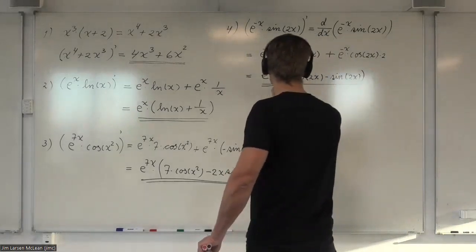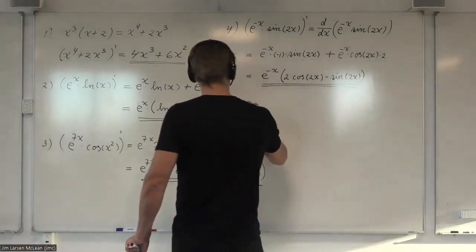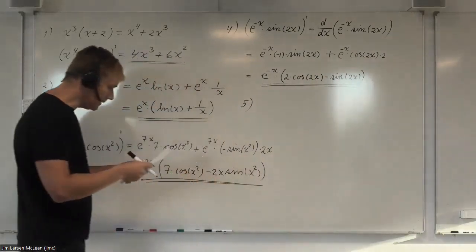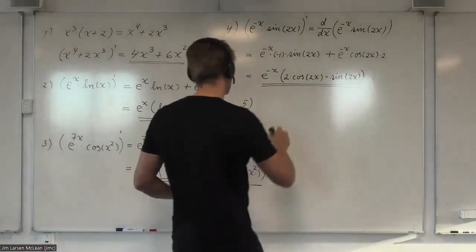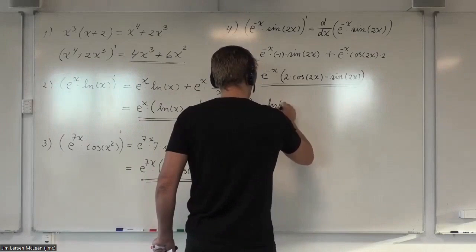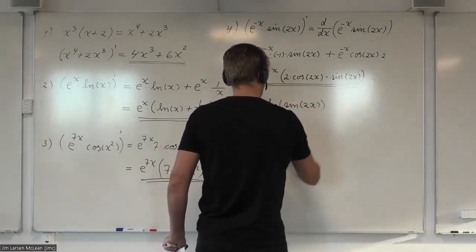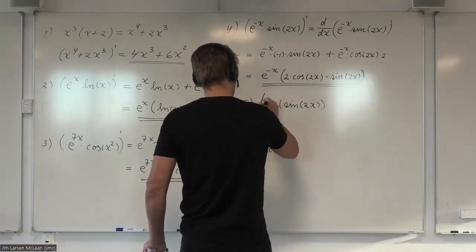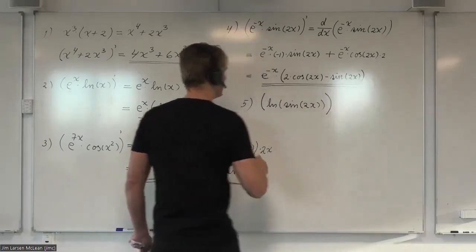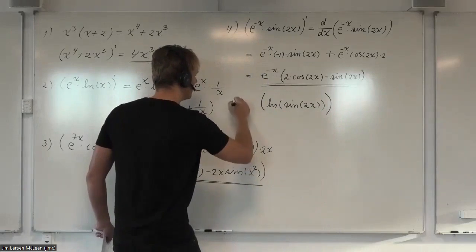That was task number 4. Now it says ln of sine of 2x, and I want to differentiate all that, so I'll put parentheses around the whole thing.